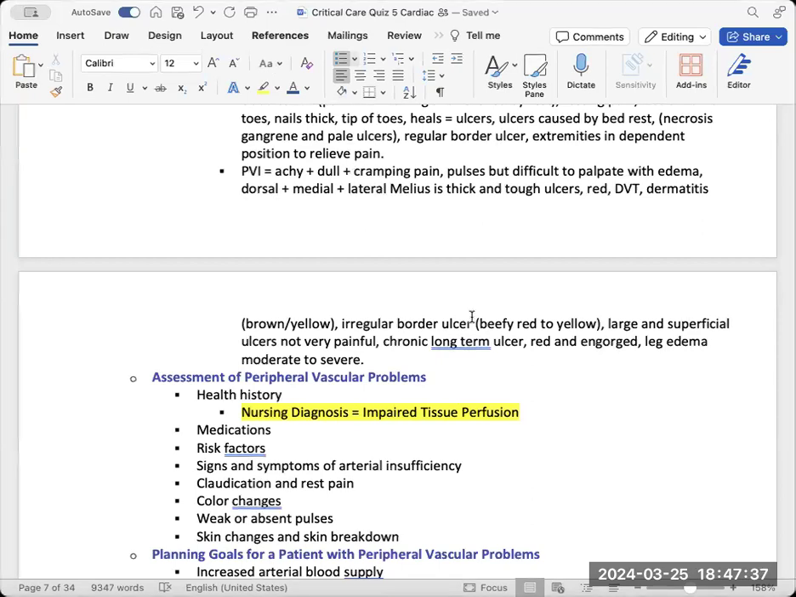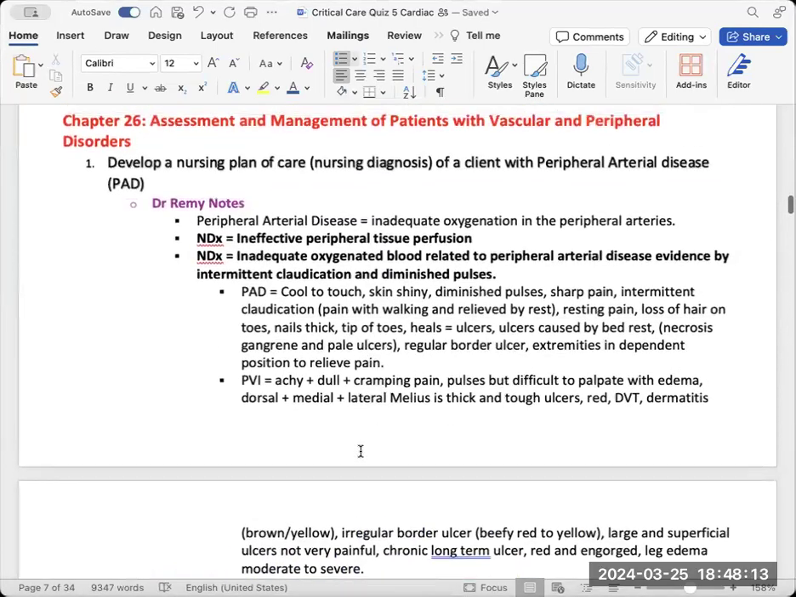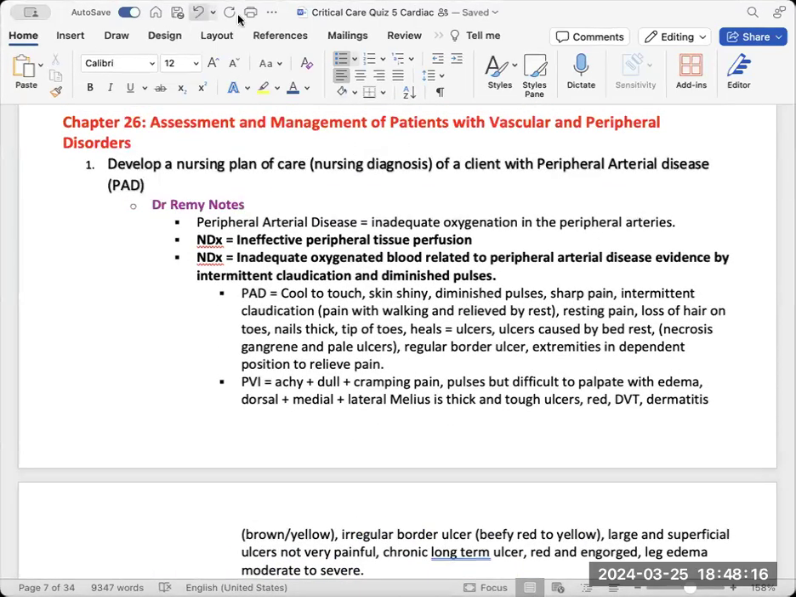So just different reasonings. For venous, you're going to typically see ulcerations on the dorsal or medial and lateral malleolus. They're going to be really thick, large, and superficial. They're going to be red, leafy red, with a yellowish coloring. You could even have DVTs, right? But these borders are going to be more irregular in venous insufficiency, whereas arterial is regular. As well as, once again, edema. But for the nursing diagnosis, when it comes to peripheral arterial disease, it will be impaired tissue perfusion, okay?